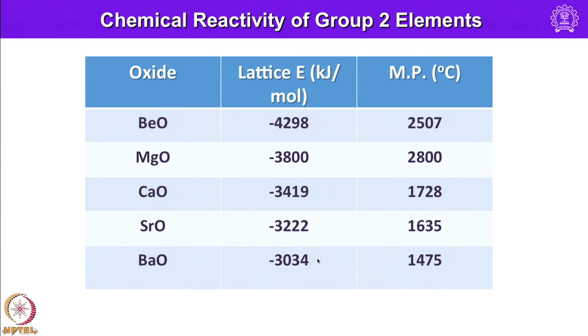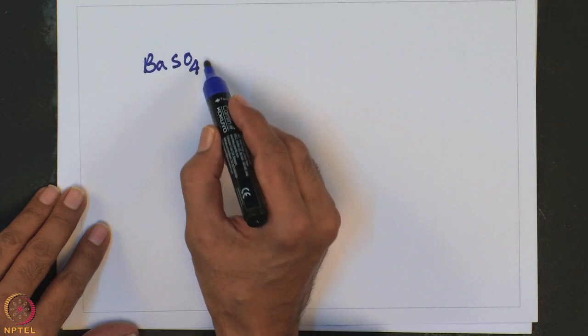And barium oxide with lattice energy of 3034 kilojoules per mole shows lowest melting point among alkaline earth metals with 1475 degree centigrade as its melting point. And sulfides of group 2 elements also adopt rock salt structure and have application as phosphors. Beryllium sulfide adopts zinc blende structure, that is zinc sulfide structure. And sulfides of heavier elements all crystallize with rock salt structure, and barium sulfide is produced by reducing the naturally occurring barytes, that is BaSO4, with coke. For example, one can reduce conveniently BaSO4 into BaS by simply treating with coke.